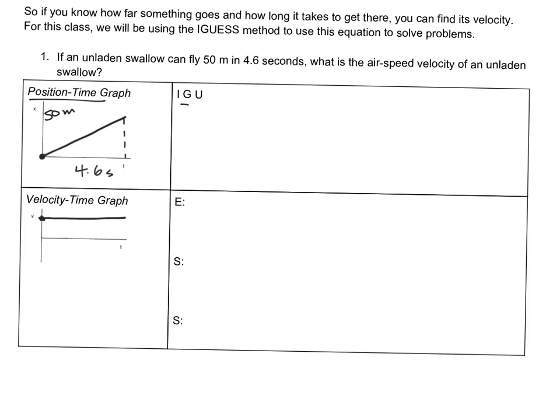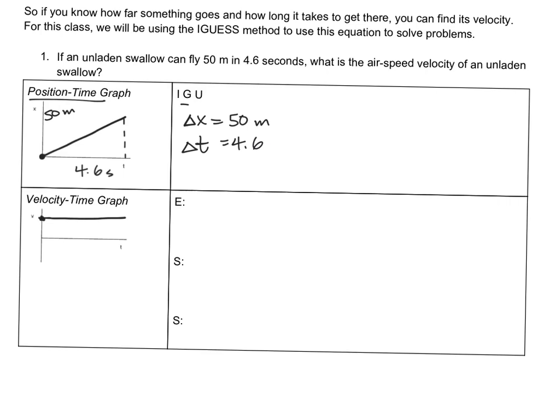Then we get to the G, which is givens. So we need to look at the given information in the question. The first piece of given information you run across is that the unladen swallow can fly 50 meters. Now, 50 meters is talking about a change in position or a displacement flown. So it's going to fly 50 meters as delta x. And it takes 4.6 seconds for the swallow to do so. So delta t, the amount of time that has passed while it flew 50 meters, is 4.6 seconds. Those are our two given pieces of information.